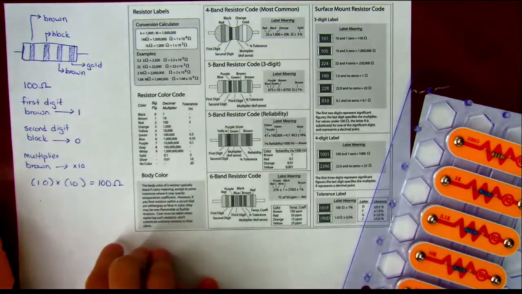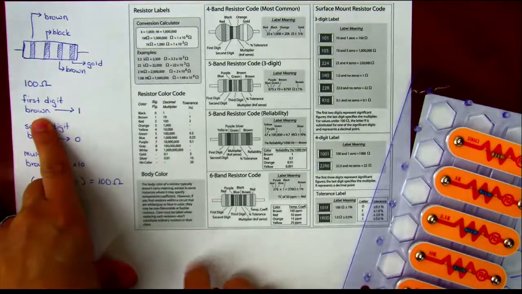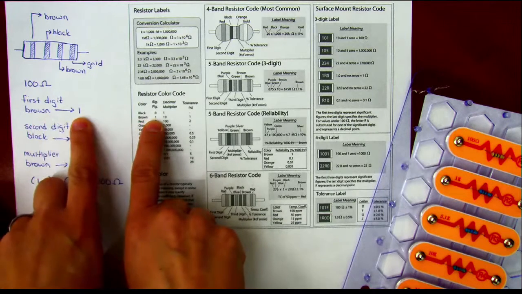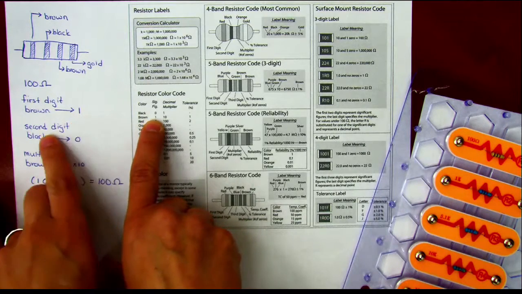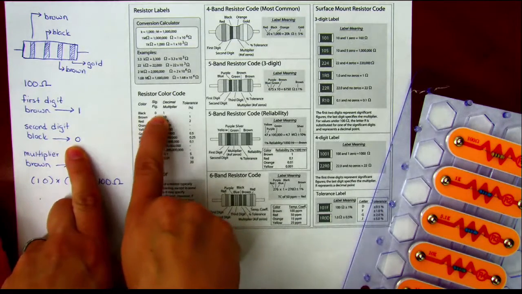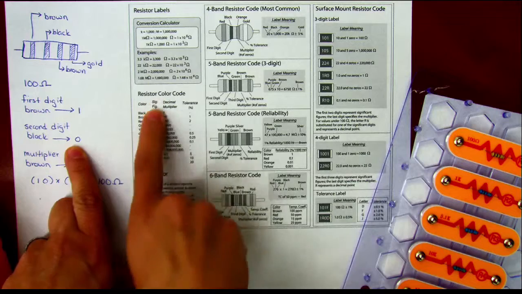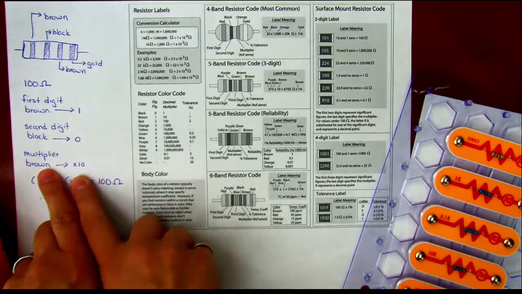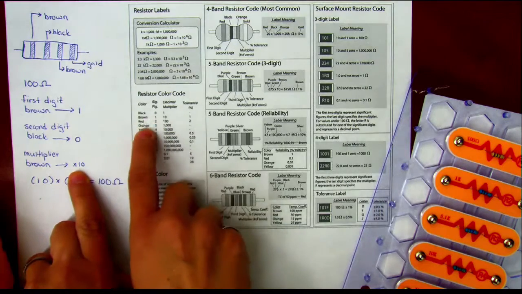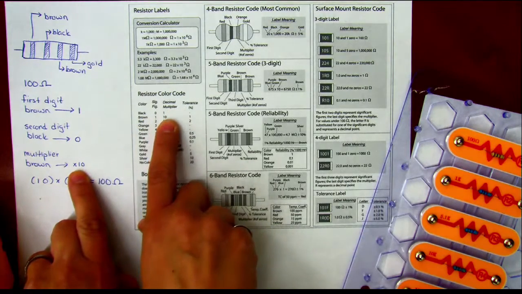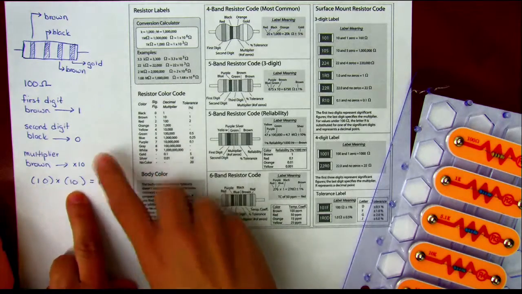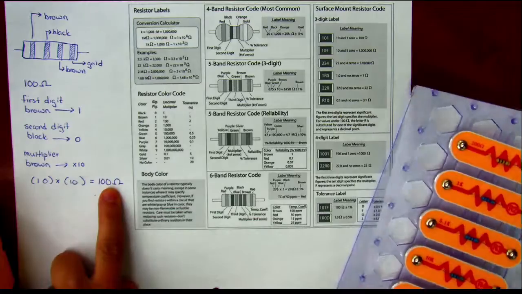If we look at our first digit, it was brown. And if you go to this little resistor color code here, brown stands for a 1 for the first digit. The second digit was black. That black stands for a 0 within this column here. The multiplier was the third band. The multiplier was brown, and if you go to brown in the multiplier column, it's times 10. So you take the first digit, second digit, times your multiplier: 100 ohms.